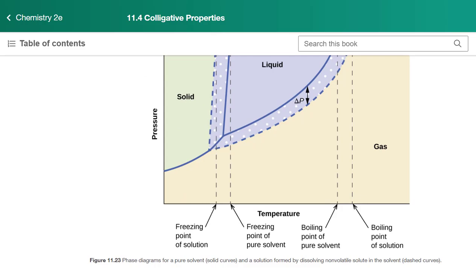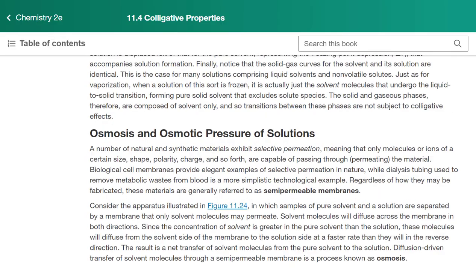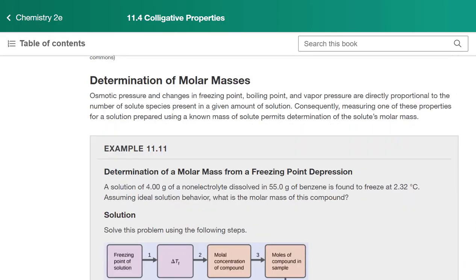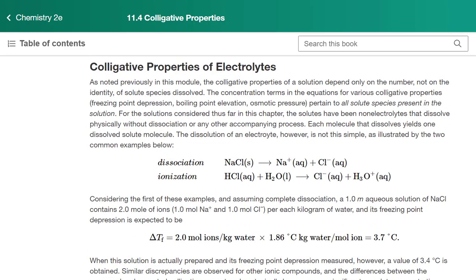So that's a little bit about those. I did want to, we'll have a separate video on osmosis, and so I want to skip through that, but there's one more thing I did want to talk about in this video, and that is the colligative properties of electrolytes. So remember, when we are doing these calculations or even just determining relative values, it's based on the number of particles you have in solution.